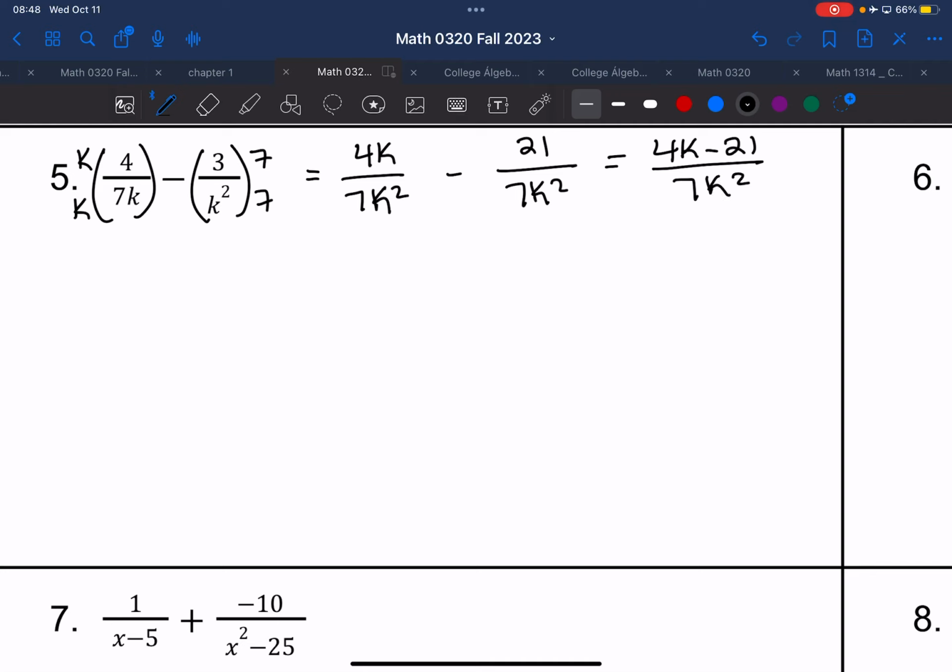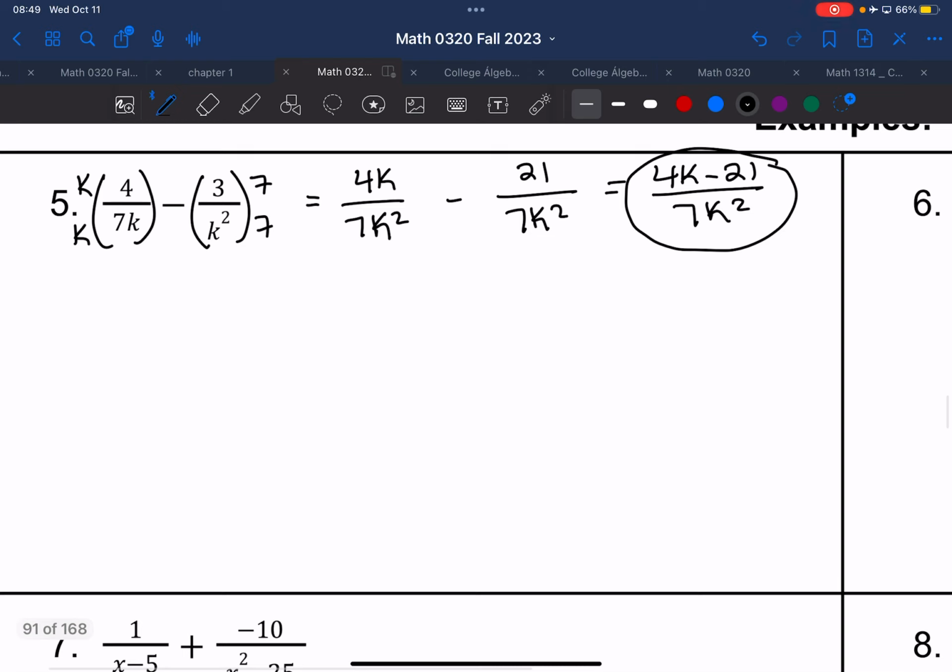Now I'm looking at that numerator and I'm seeing, can I factor anything out from that numerator? Yes or no? No, I can't. There's nothing I can factor out from 4k and 21. So that means this is my answer. This is the most simplified I can get it, is that 4k minus 21 over 7k squared. Eventually, we'll get to the point where we'll be able to factor something out of the numerator and it potentially cancel with the denominator, just like on number 4.